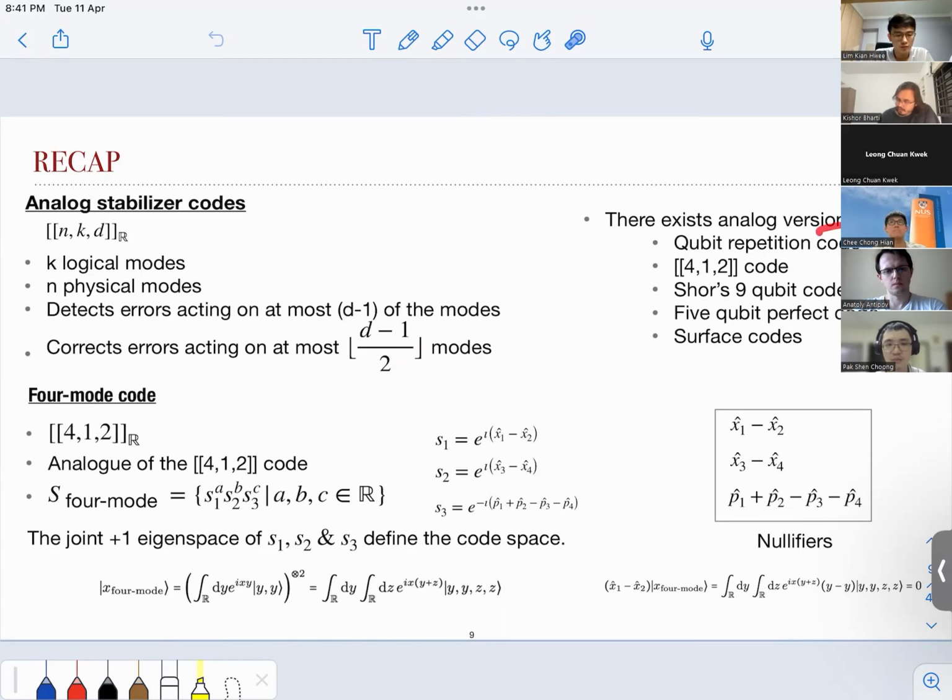There exist analog versions of the qubit repetition code, the 4-1-2 code, Shor's 9-qubit code, the 5-qubit perfect code, surface codes, and so on. Then we also discussed the 4-mode code, the analog of the 4-1-2 code. Here you have these stabilizers, and the code space is defined like this, and you can take these terms in the exponent down, and they are called nullifiers. Nullifiers nullify the state, so you get 0. If you don't get 0, that's how you detect an error.